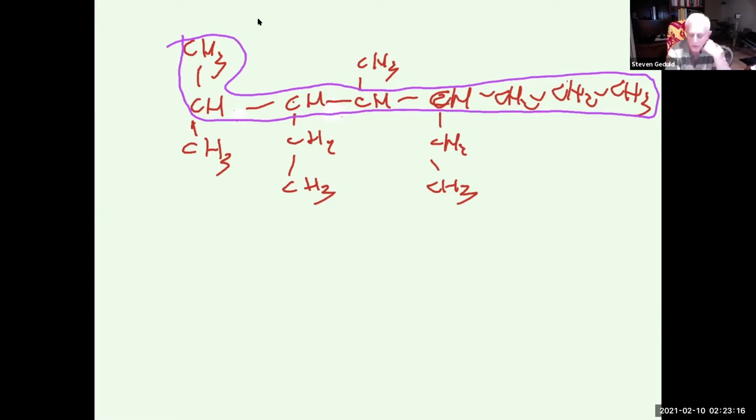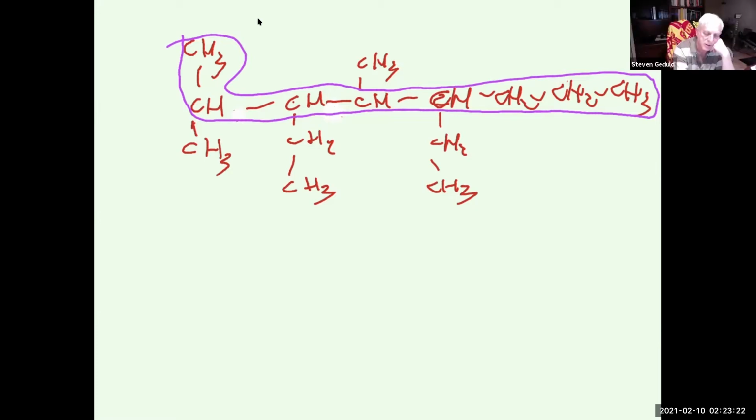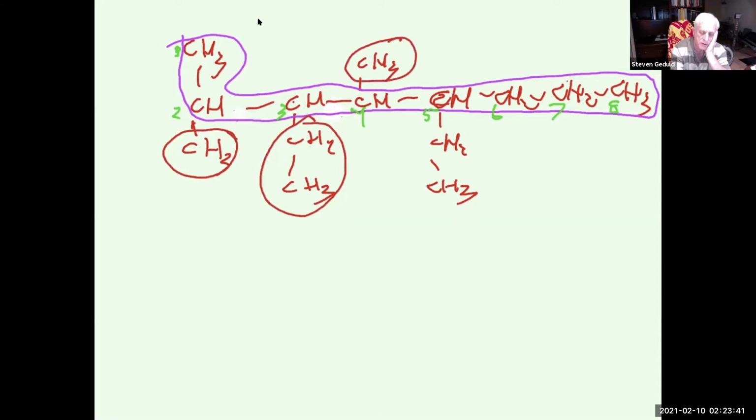And are we going to start from the left or start from the right? The left. Start from the left. That gives our substituents the lowest numbers. So 1, 2, 3, 4, 5, 6, 7, 8. And our substituents: we have a group coming off here, a group coming off here, a group coming off here, and a group coming off here.